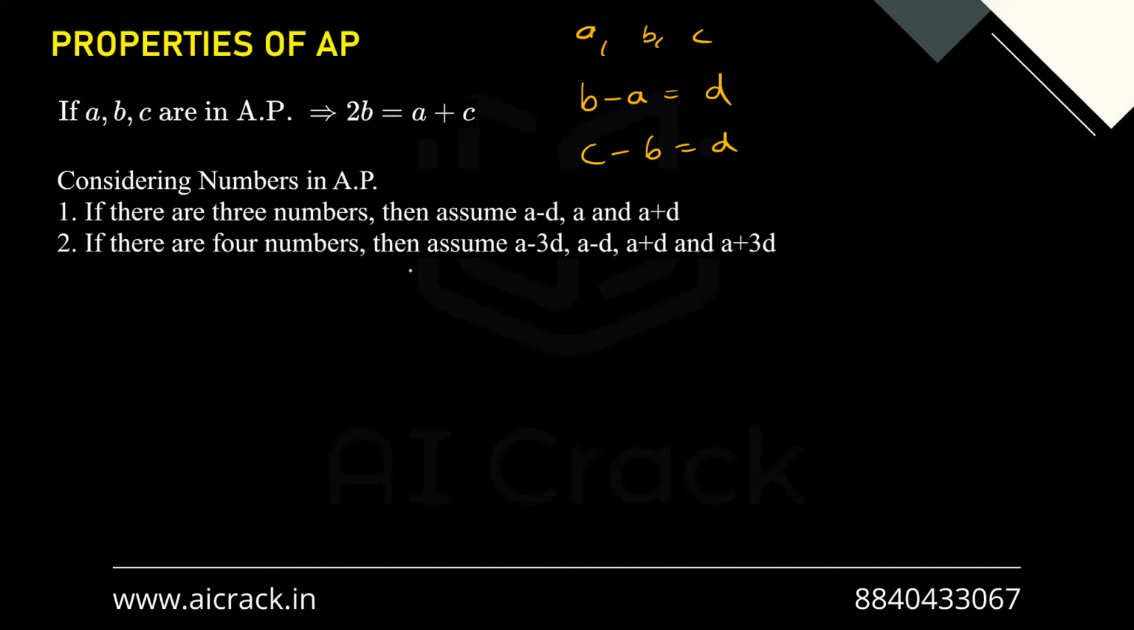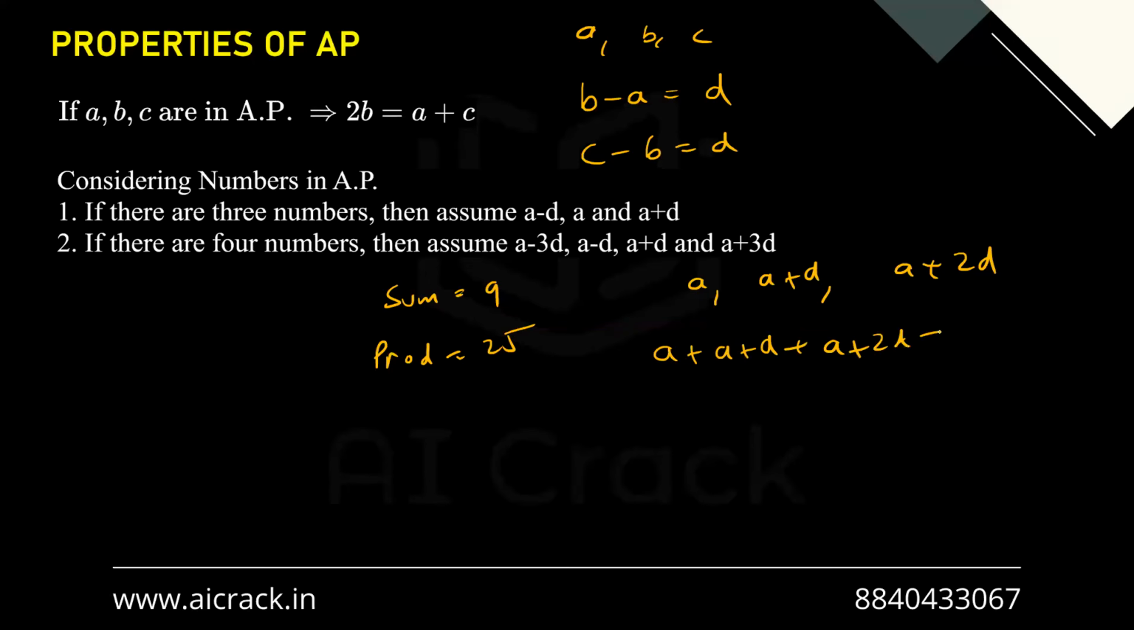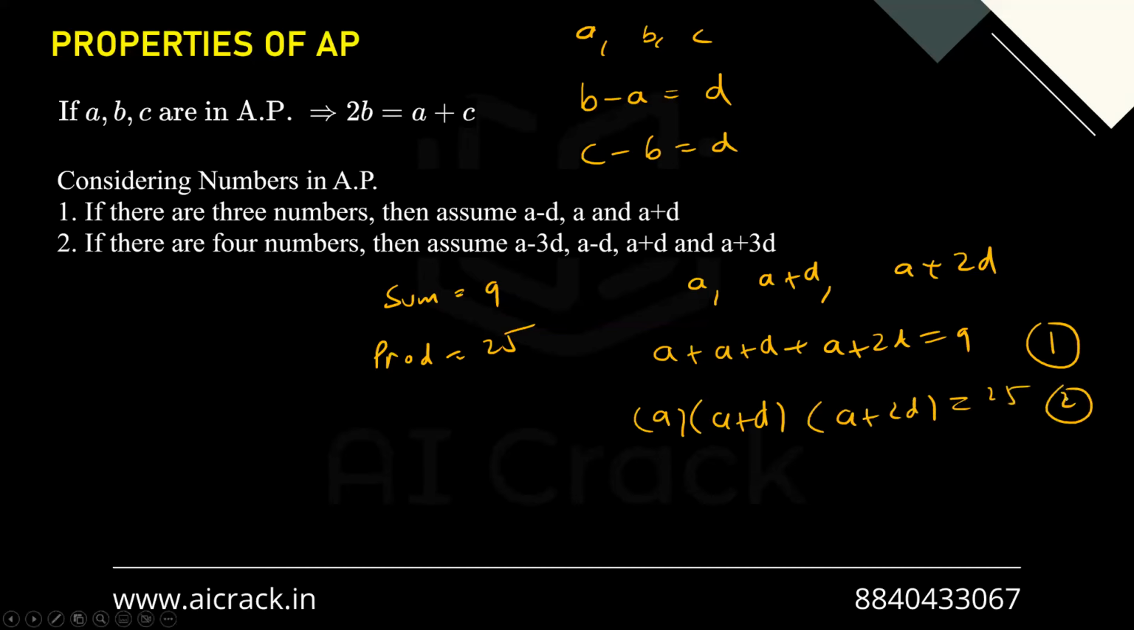Let's say there is a question where it's been given that we have three numbers which are in AP and their summation is 9 and their product is 25, right? So let's take the standard one first. We have A, A plus D and A plus 2D, right? These three numbers are in AP with the common difference D and first term as A. If we write down the summation, we'll get A plus A plus D plus A plus 2D equals 9. This is our first equation. Second equation would be A times A plus D multiplied by A plus 2D equals 25. This is our second equation.